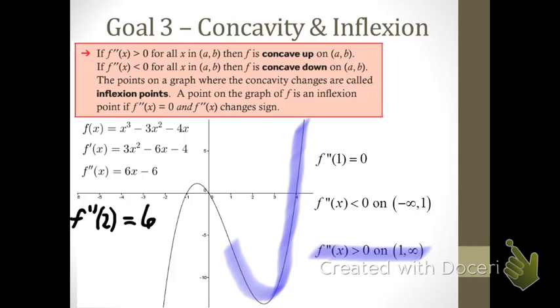When the second derivative is positive, it shows you where a graph is concave up. And where the second derivative is negative, it shows you where the graph of a function is concave down. Let's try some examples.